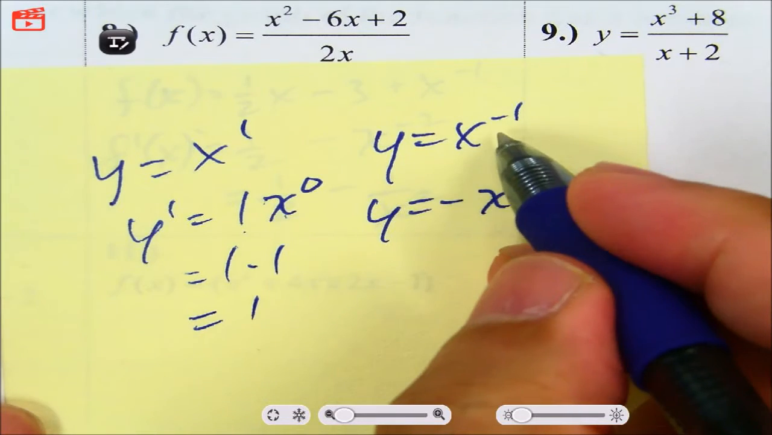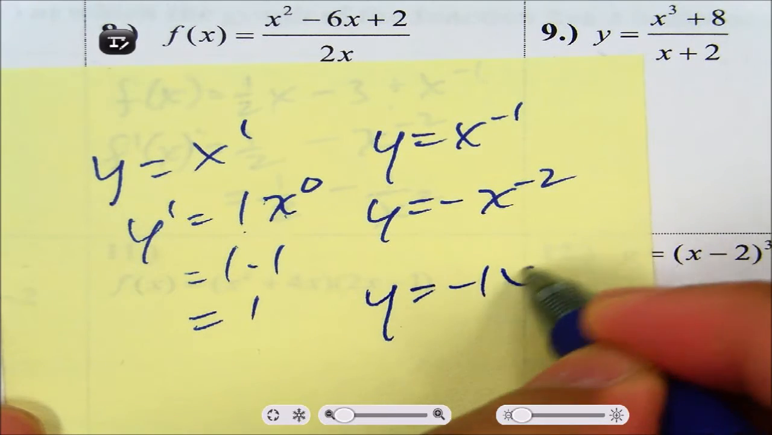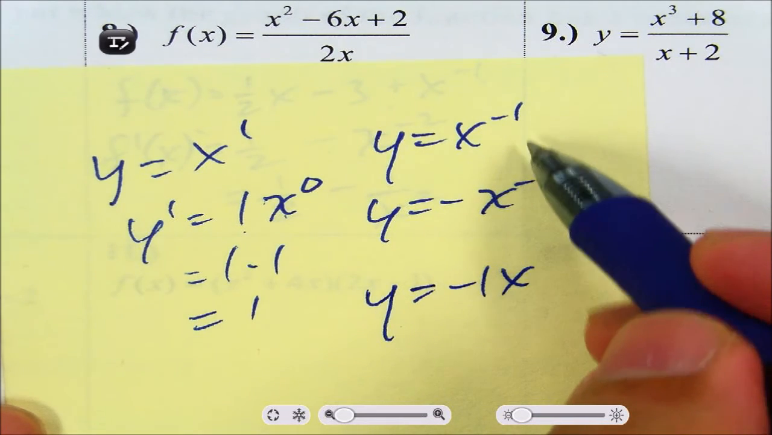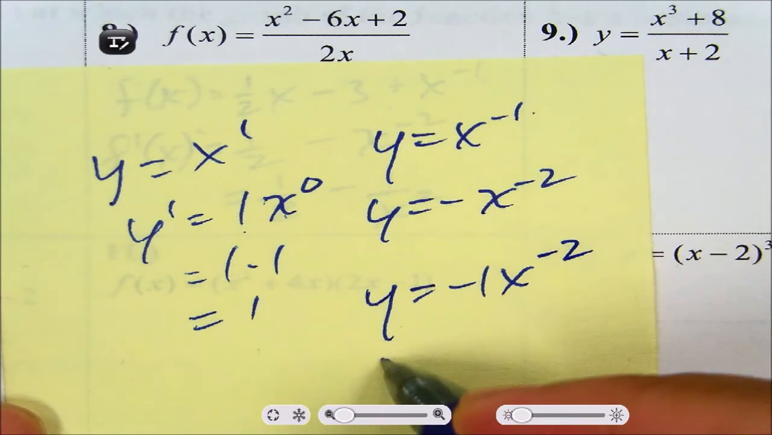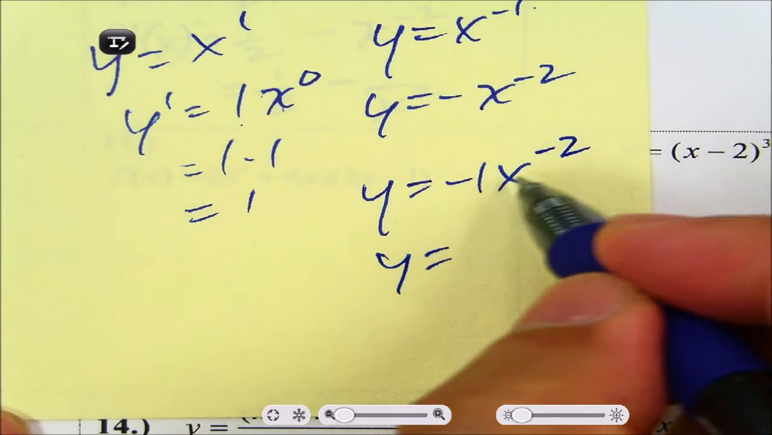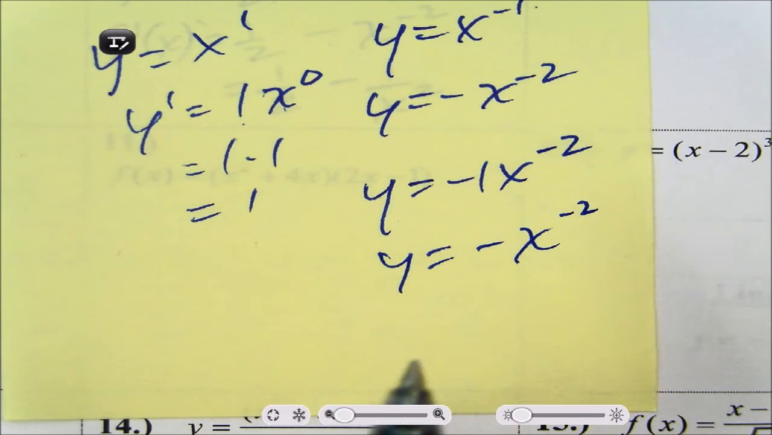Now let's do y equals x to the -1. You bring down the exponent, so it's -1x. Subtract 1 from the exponent, so -1 minus 1 makes it -2. I don't bother to write the 1, I just write negative x to the -2. Does that answer your question? Alright.